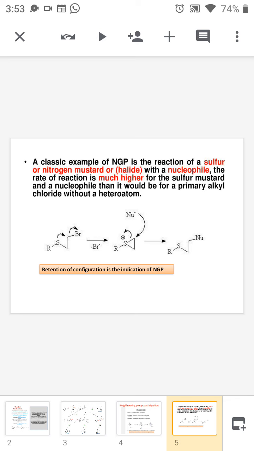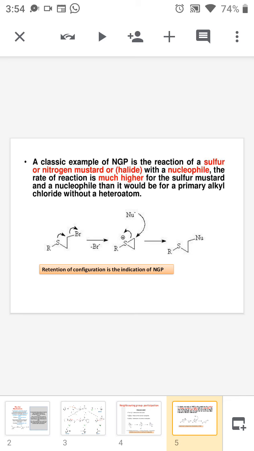Then the external nucleophile will attack from the opposite side, which is the same side as the original leaving group. So we will get retention of the configuration. Here also a double SN2 reaction occurs. That's why we get retention of the configuration. So in this example, the sulfur acts as a neighboring group participant.